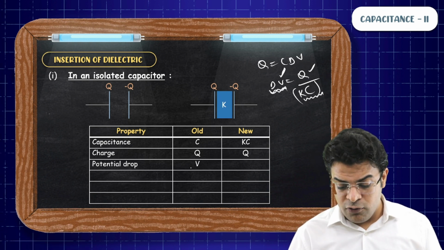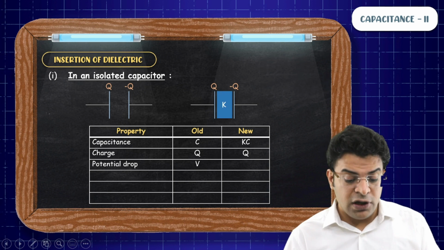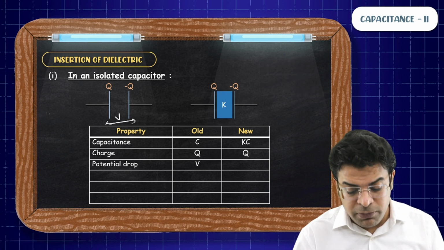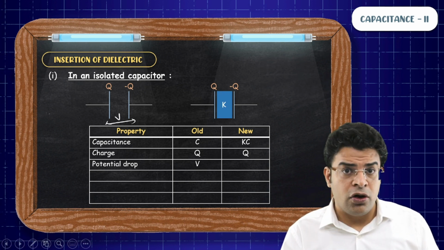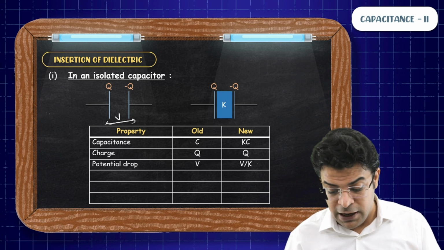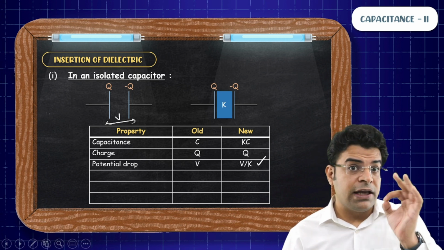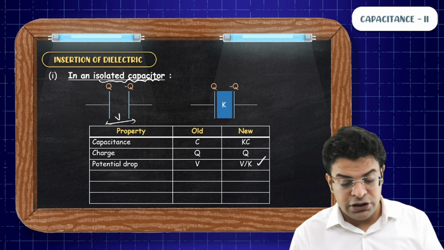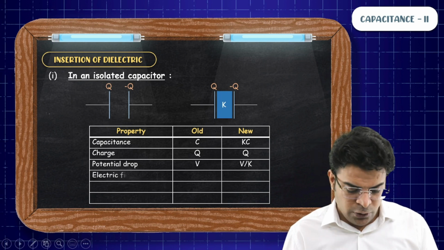I will give you one more explanation for this. If the original potential drop between the plates was V, the new potential drop between the plates will be V by K. This is for the case of an isolated capacitor. Let's see the next point.